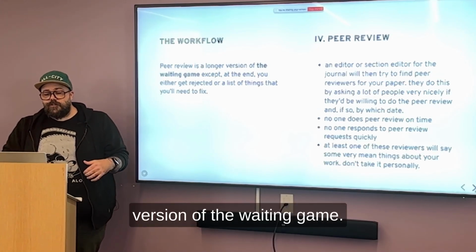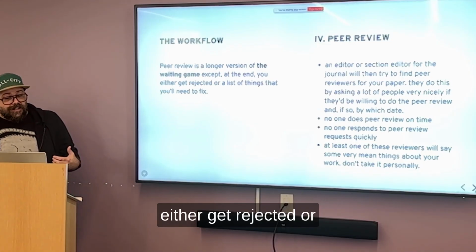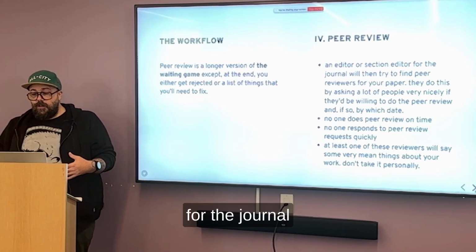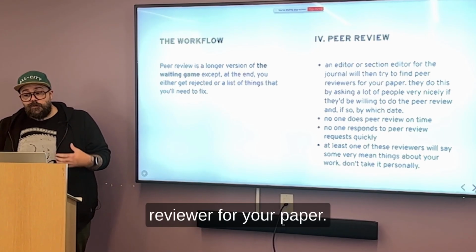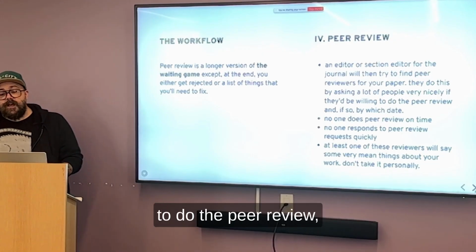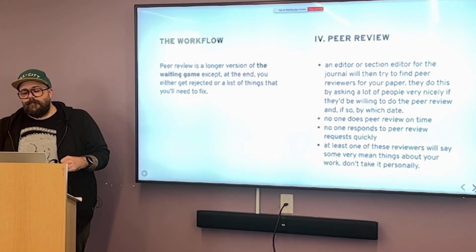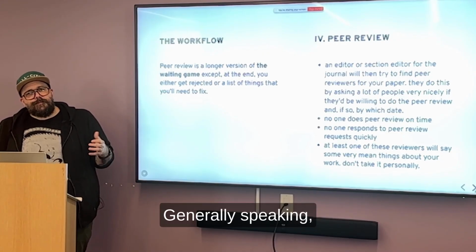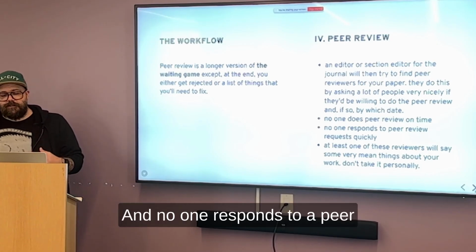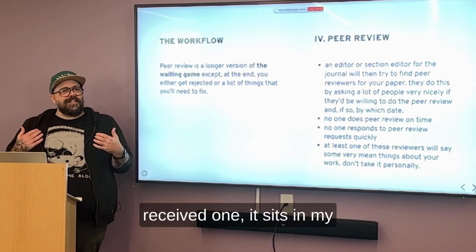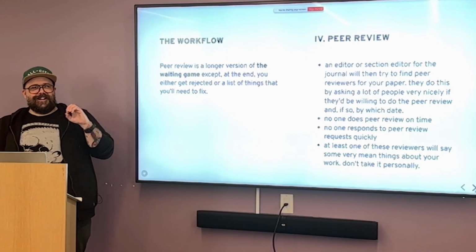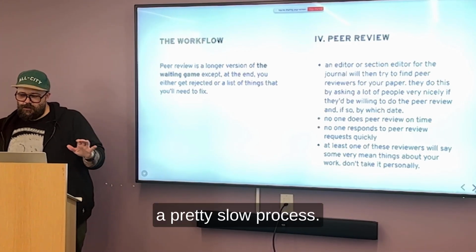Peer review is the longer version of the waiting game, except at the end, you either get rejected or a list of things that you'll need to fix. An editor or a section editor for the journal will then try to find a peer reviewer for your paper. They do this by asking a lot of people very nicely if they'd be willing to do the peer review, and if so, by which date. No one does peer review on time, generally speaking. It's maybe a little bit of an exaggeration. It's not a fast process. And no one responds to a peer review request quickly. I know whenever I've received one, it sits in my inbox unread because I know the implications of agreeing to do it. So it just sits. So this stuff is a pretty slow process.